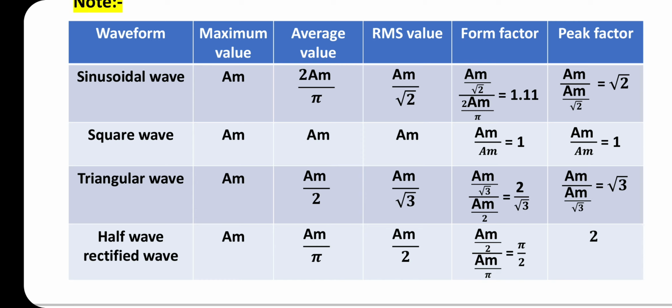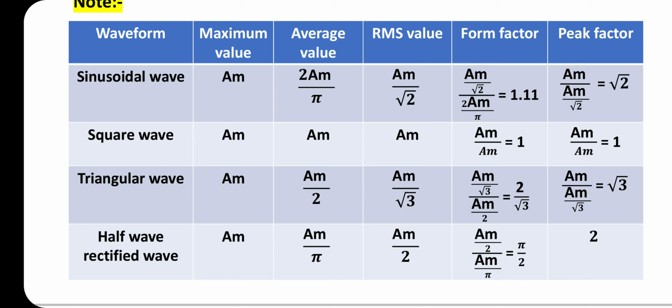The other waveforms: maximum value, average value, RMS value, form factor and peak factor. For a sinusoidal wave, the maximum value is Am and the average value is 2 Am by pi. RMS value equals Am by root 2. Form factor equals RMS value divided by average value. Substituting the RMS value and average value terms, we get form factor as 1.11. Peak factor equals maximum value divided by RMS value. We get the answer as root 2.